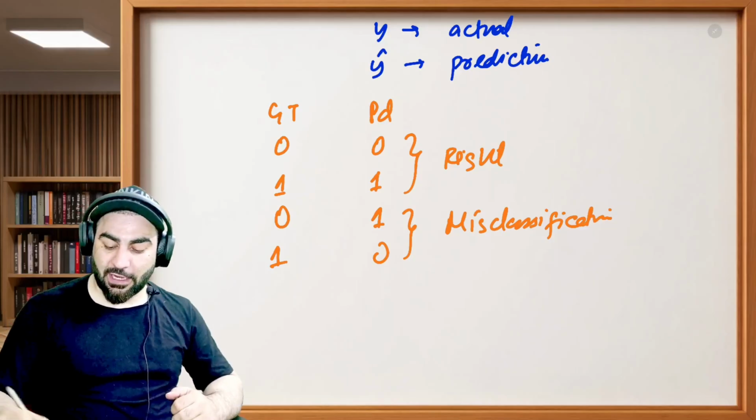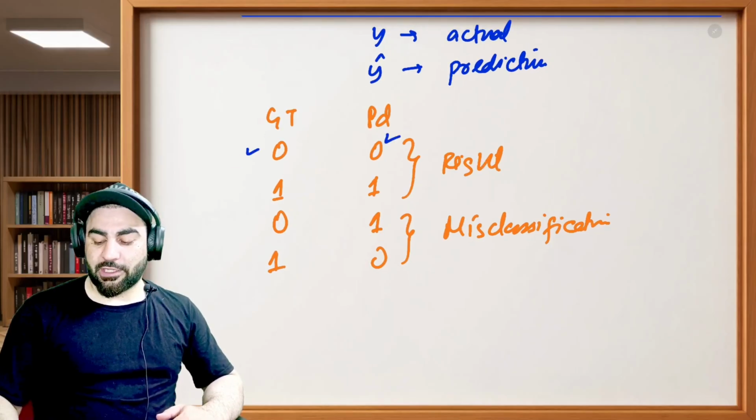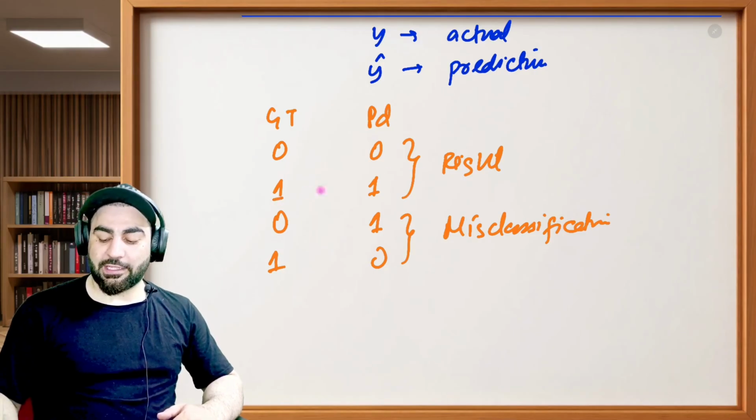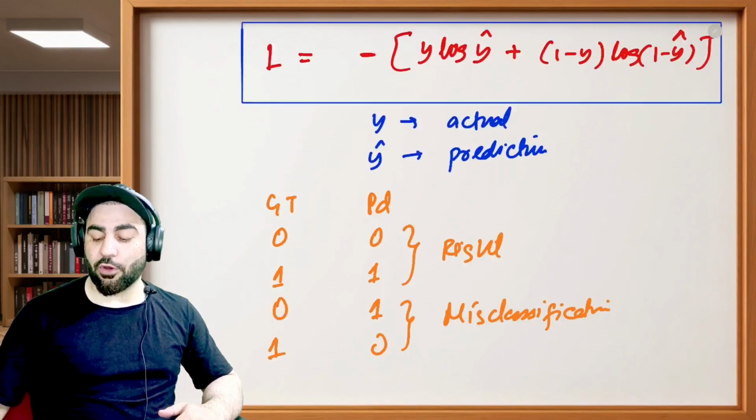Okay, so this is my ground truth. Ground truth is 0 and the prediction is also 0. So you are right, and in this case it is correctly classified. Again, in this case, 1 and 1 is correctly classified. Now you can have misclassifications. So you can compute this loss in terms of all these cases.